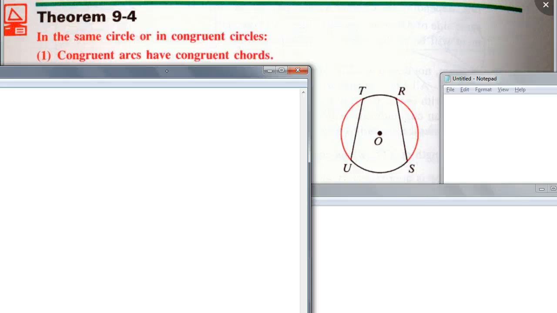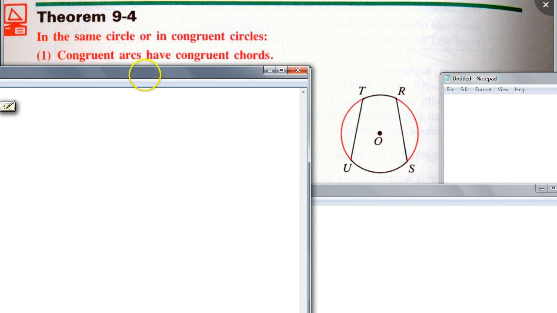Yeah, so the first one says what? Congruent arcs. So guess what? The arc TU, this part of the circle, TU is congruent to what? The arc TU is congruent to arc RS. If that's true, what are they saying? Then the result is chord TU is congruent to chord RS. Exactly. Chord TU is congruent to chord RS. Very good. Does that make sense?